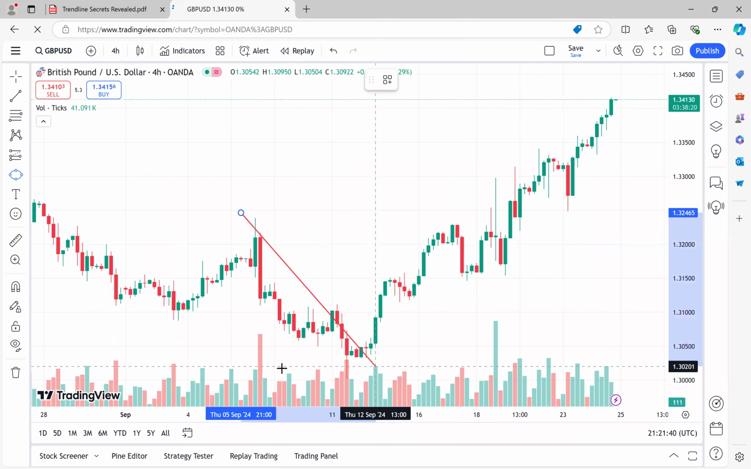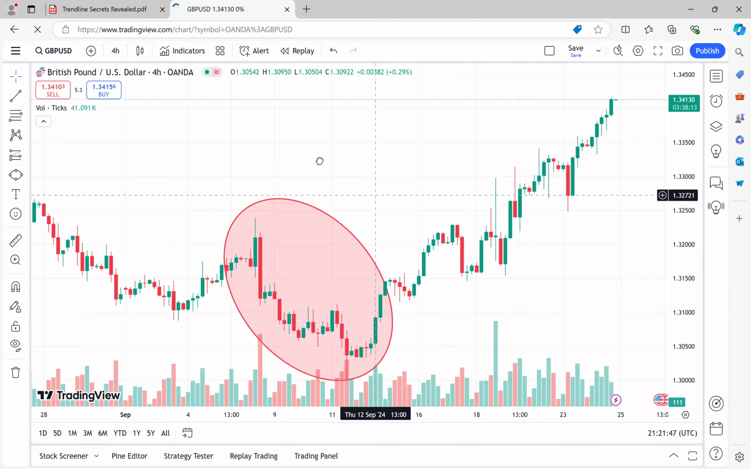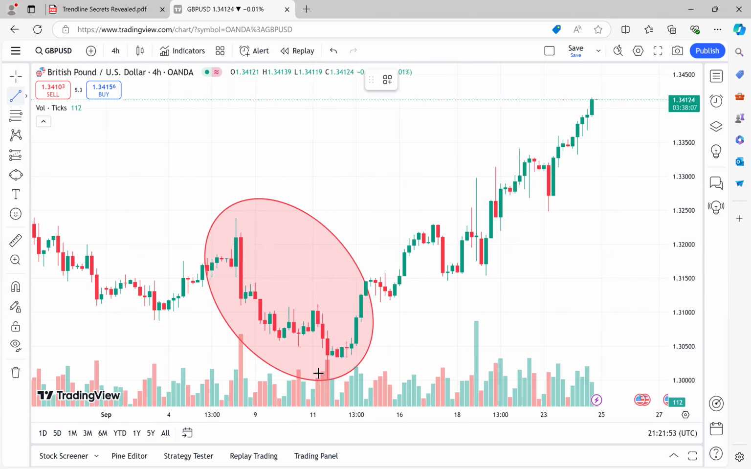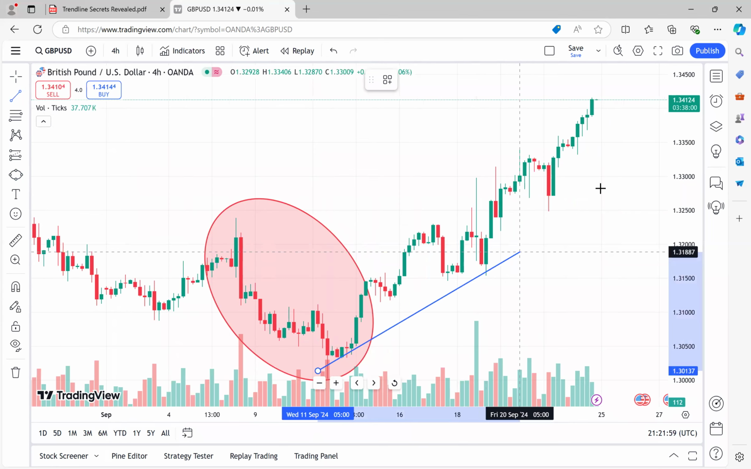This now is the left-hand side. What they mean by that is that when drawing trend lines here, the candles that are coming from the left should be plenty. Why? Because it will make your trend line more significant. Do you understand? It will make it more significant.